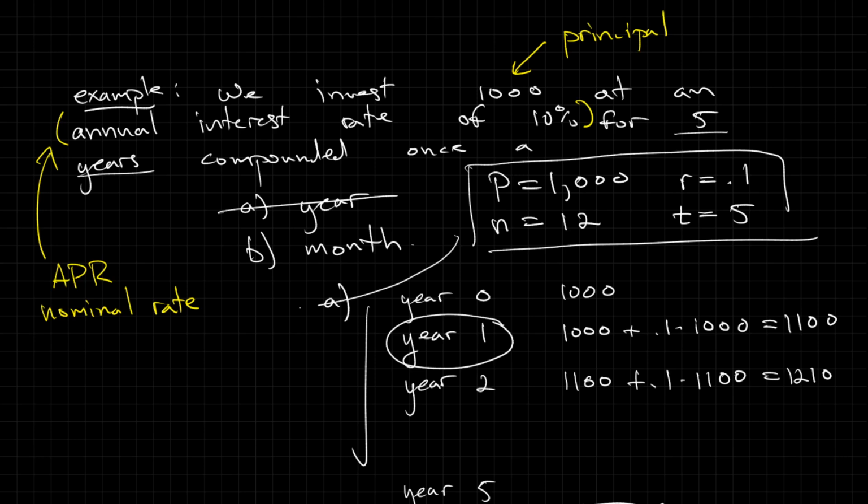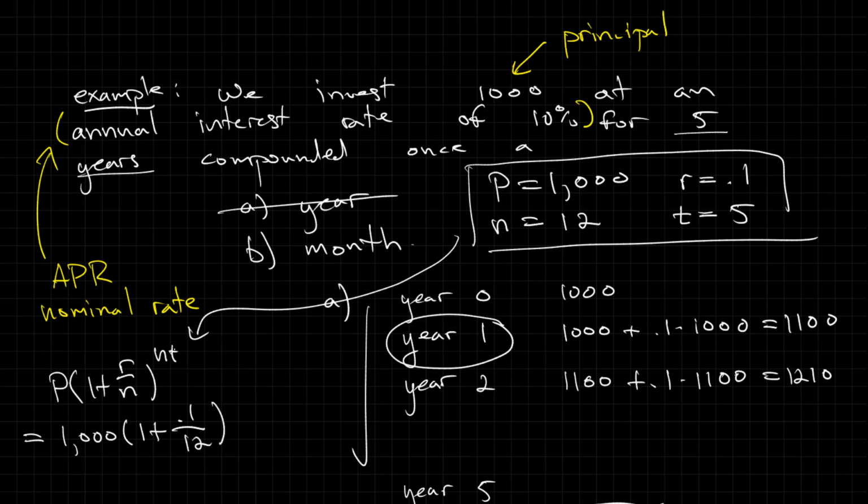So the result after 5 years would be P times 1 plus R over N to the NT. That's our formula. And this would be 1,000 times 1 plus R is 0.1, N is 12, N again is 12, and T is 5. This results in an answer of 1645.31, rounding to the nearest cent.